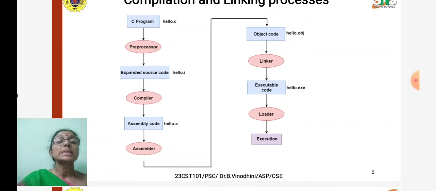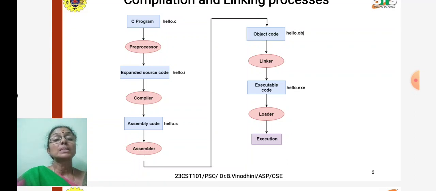This diagram shows what files we give to each translator and how they are converted. The C program has the extension .c. The output of the preprocessor has the extension .i, which is given to the compiler. The compiler produces the assembly code, which is in the form of a file with extension .s. That assembly code is given to the assembler.